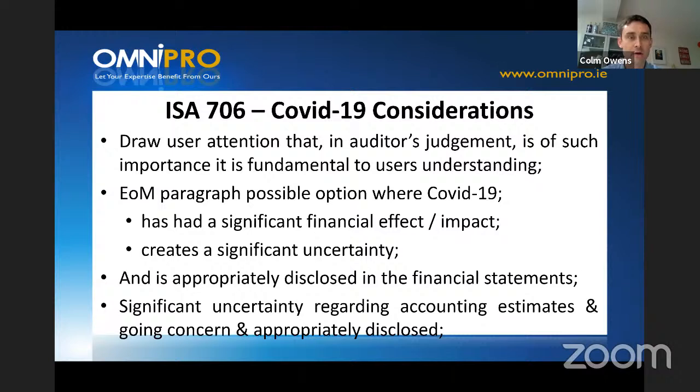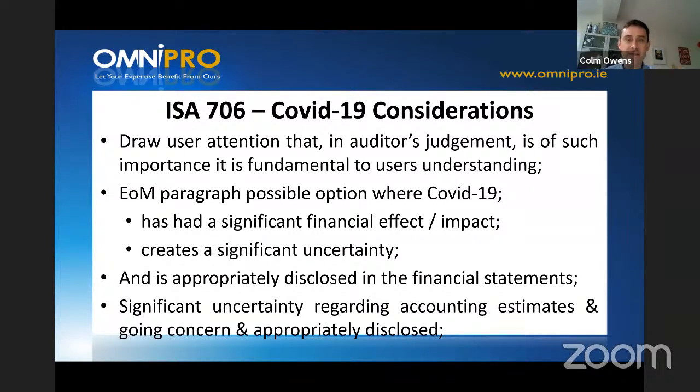But what I do want to cover off is basically 706, because this is the interesting one. COVID-19 is throwing up so many things. You've got 570 on going concern, so you can have a material uncertainty related to going concern. The FRC have come down saying, look, what is going to impact your audit report? Okay, 570 going concern. You're going to have modified 705 audit reports. But then they've thrown in 706: you might have something of such fundamental importance to the users' understanding that you can include an emphasis of matter paragraph.